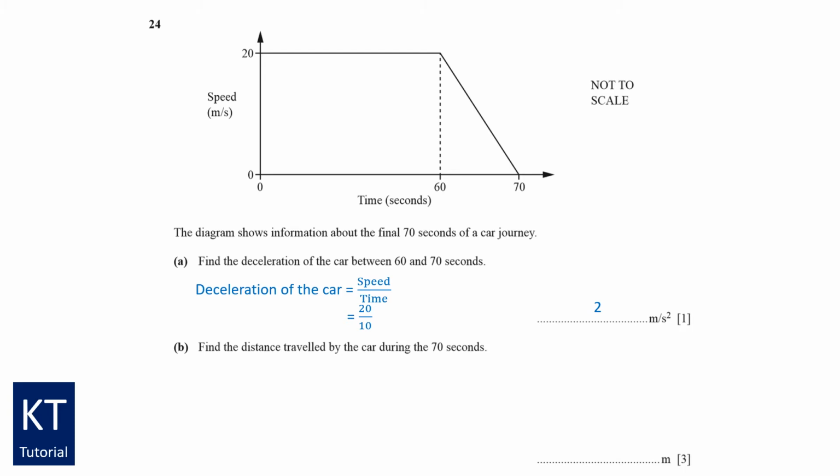Question 24b. Find the distance traveled by the car during the 70 seconds. Distance is the product of the speed and time components. In this case, it is also the area of the trapezium, which leads us to the answer 1,300 meters.